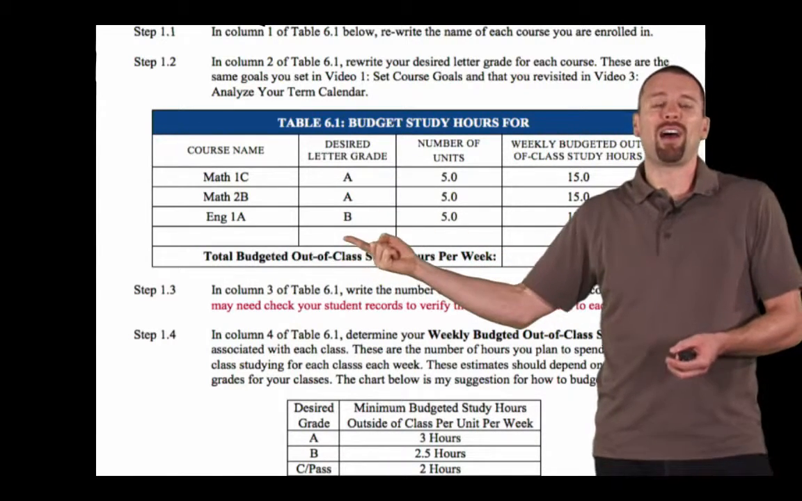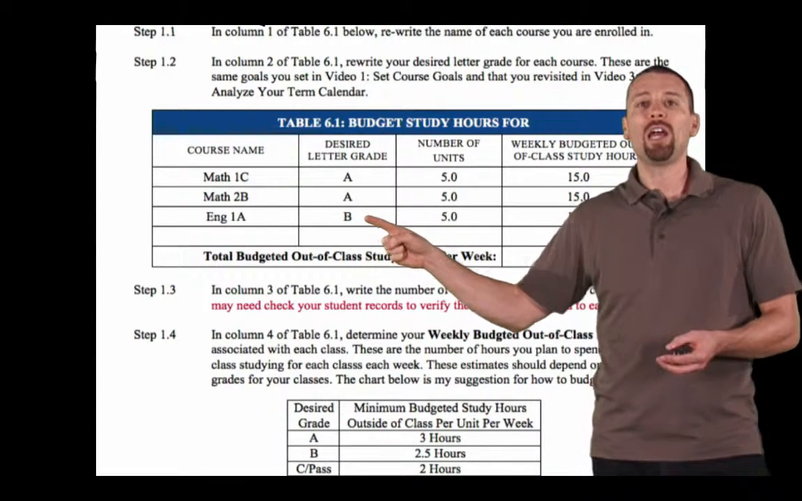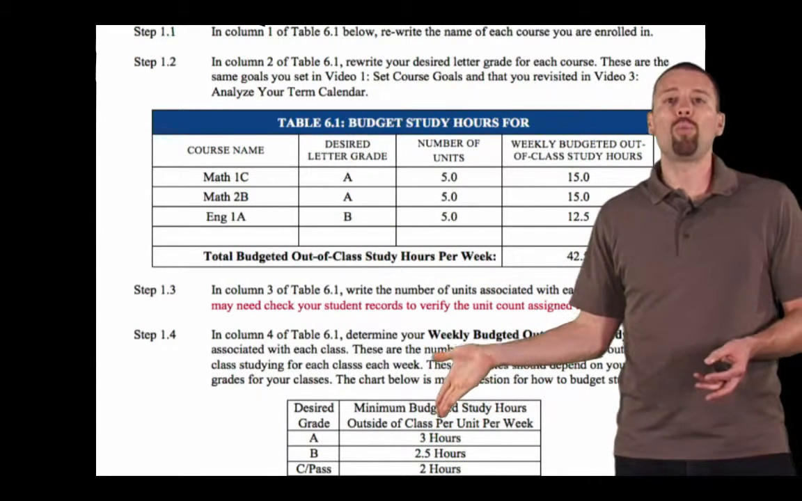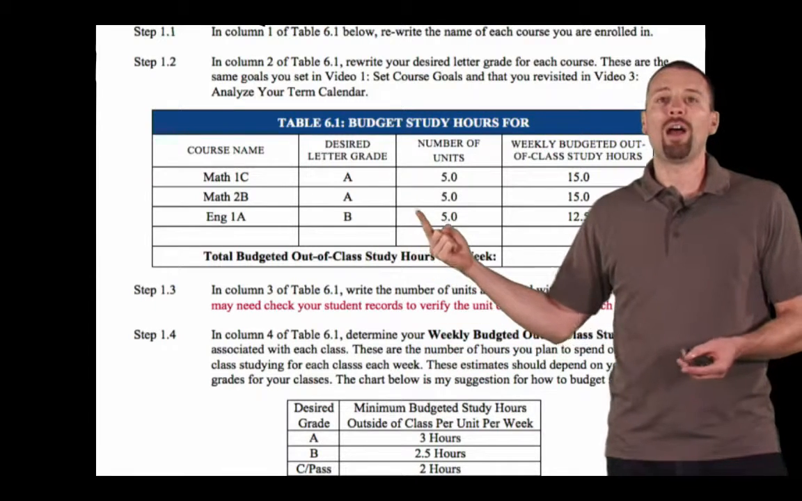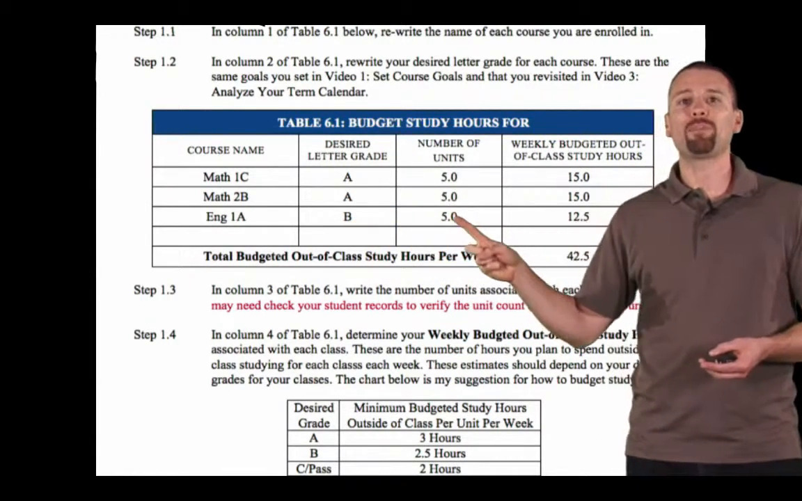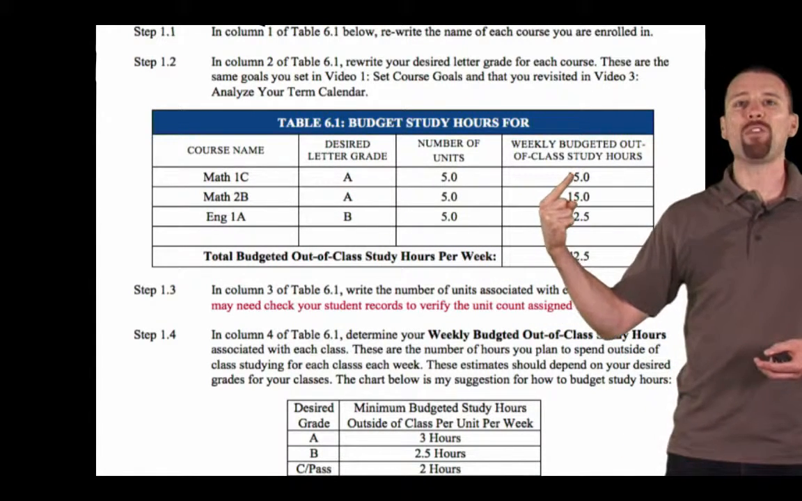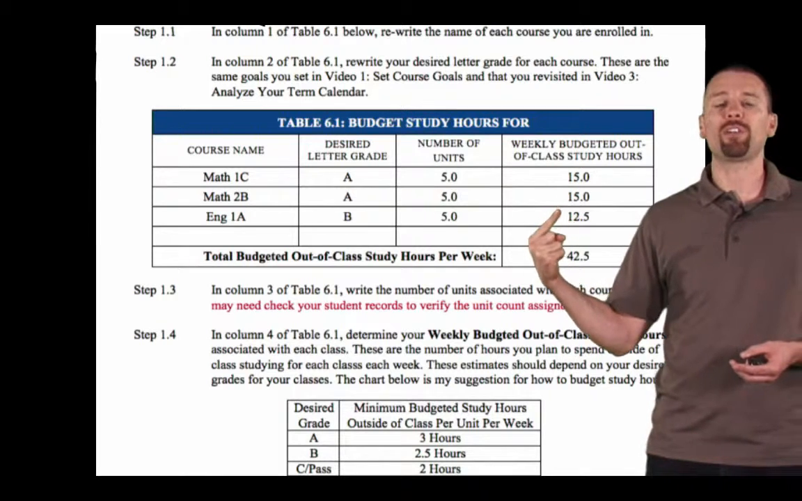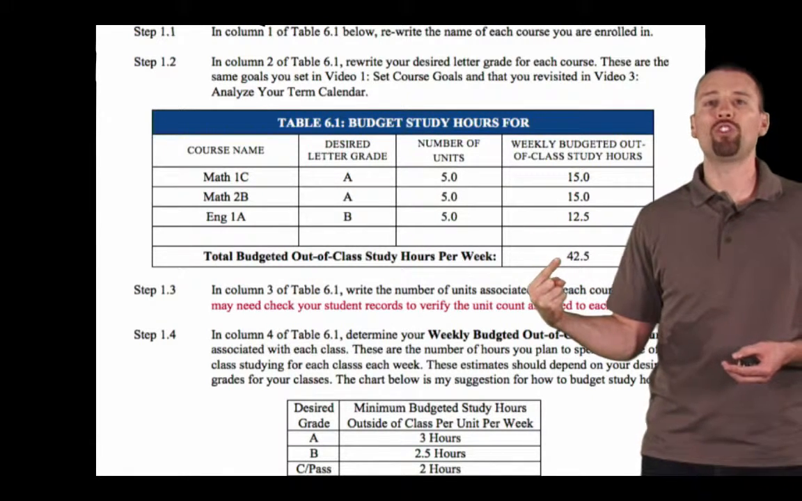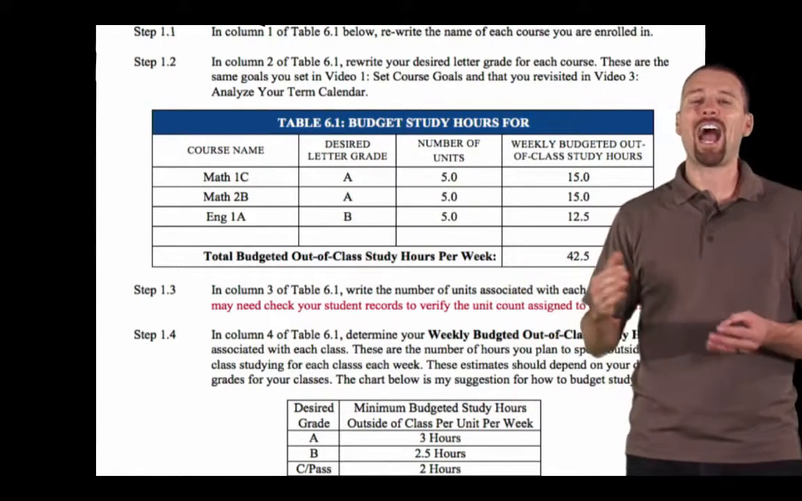I said that I was going to accept a B in English 1A. Well, my suggestion to you is to use 2.5 hours out of class for every 1 hour in class for a B. So 2.5 times 5 is 12.5. Now what I do is I just add those numbers up. 15 plus 15 plus 12.5 is 42.5. And that's the total amount of time that I expect to spend studying outside of class.